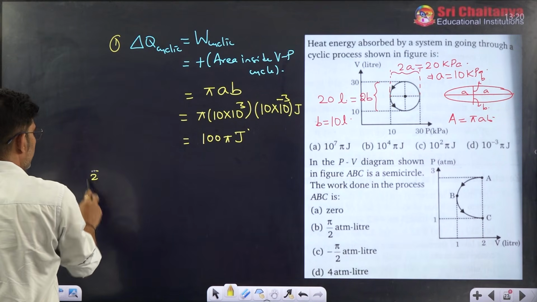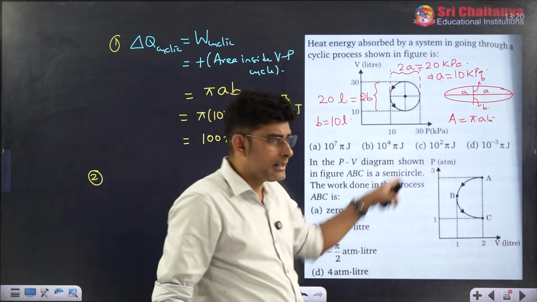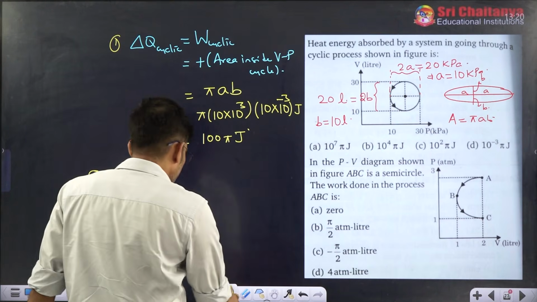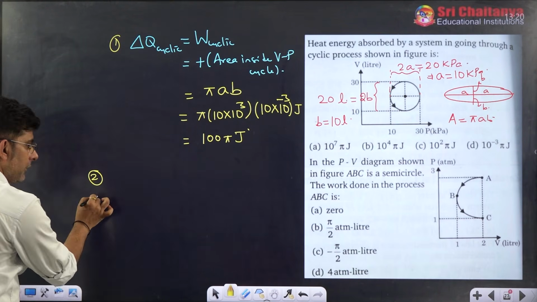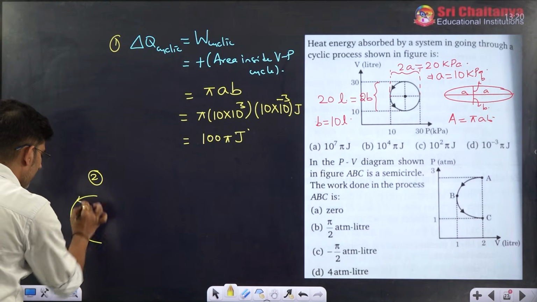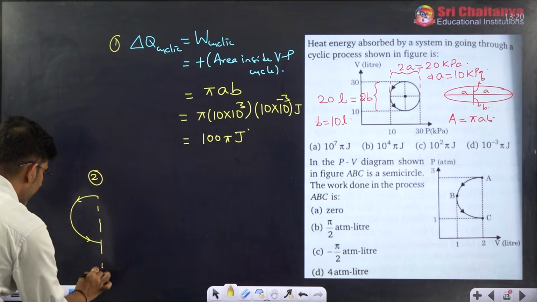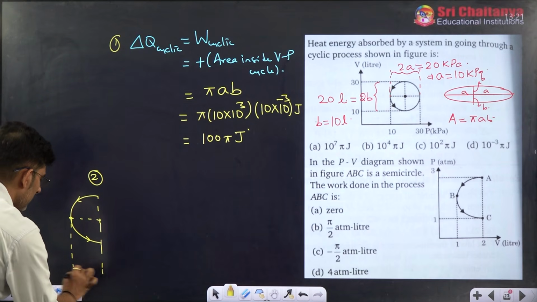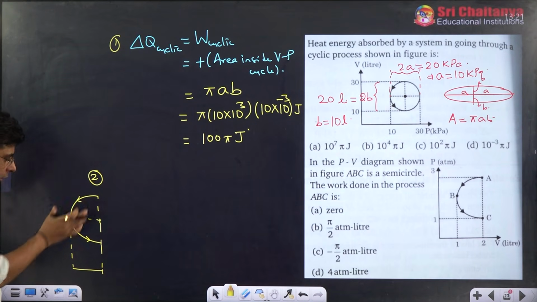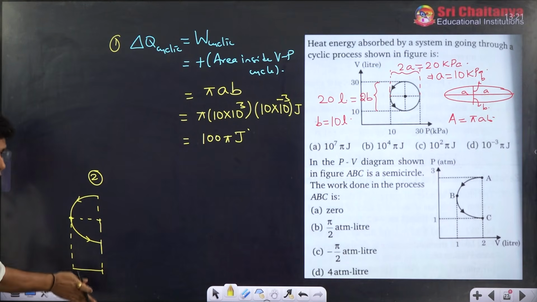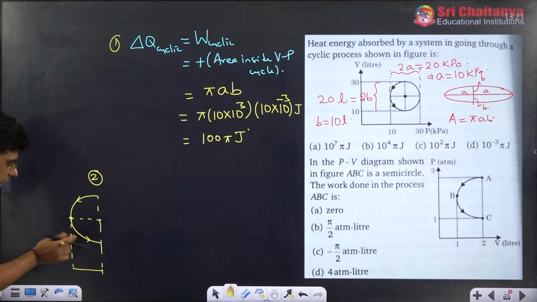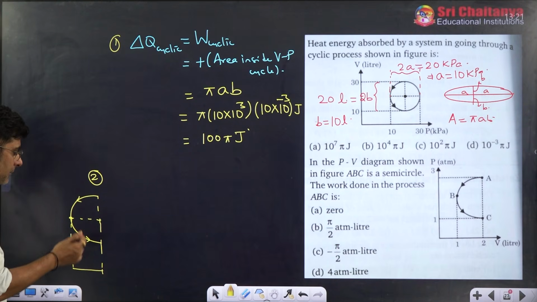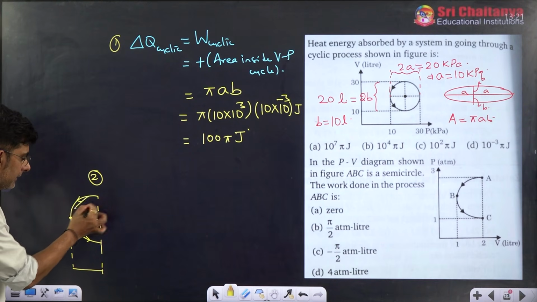Now let's see the second question. In the second question, you are seeing a semicircle given. Now for a semicircle, how do we find the work done? Basically, if a semicircle is given, you are seeing two parts. Expansion is also there and compression is also there. If you see the compression part, the total area will give you work done and that will be negative, and the expansion part will be the work done which is positive. So one positive, one negative. So when you subtract, basically you will get this as the work done.